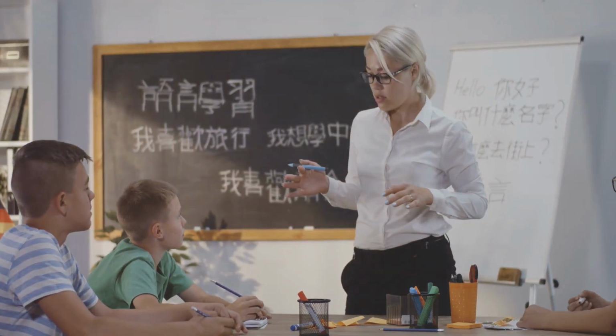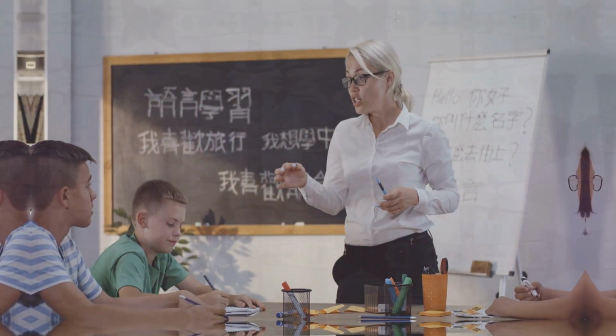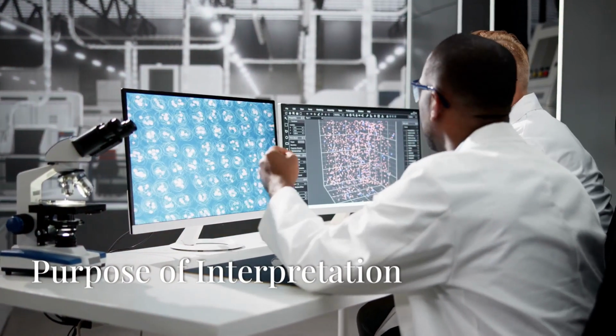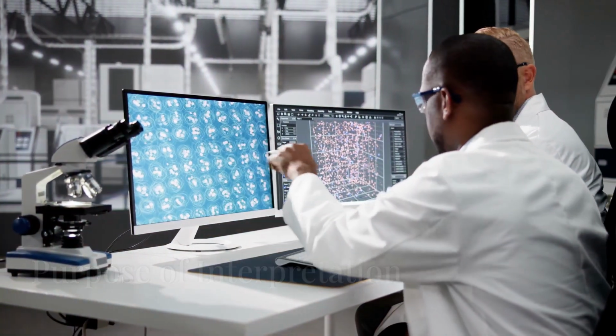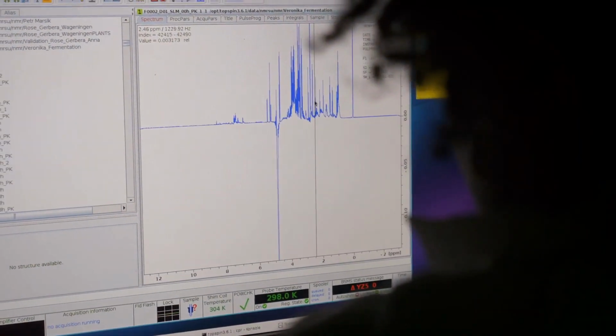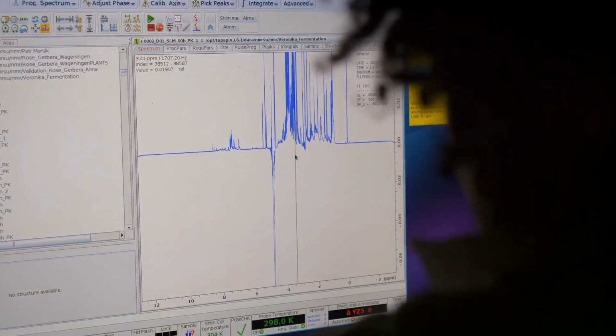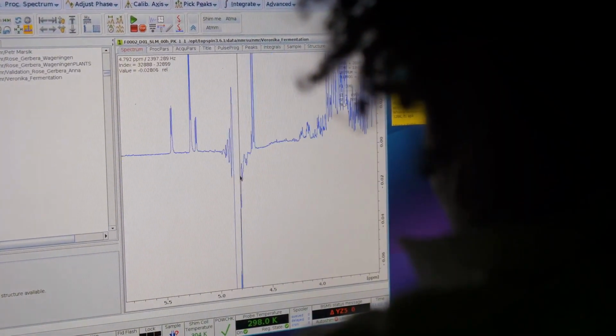Here's a detailed explanation of interpretation in the context of critical thinking. Purpose. The primary purpose of interpretation in critical thinking is to derive meaning, understanding, or insight from information, observations, or evidence.